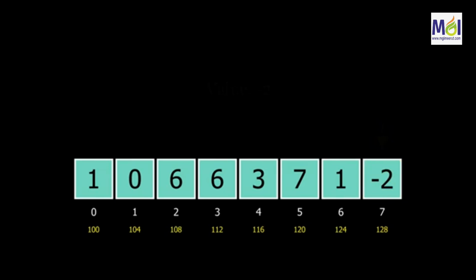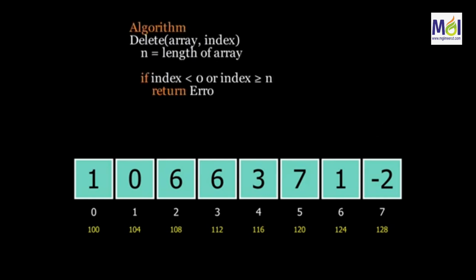Now arrays can either be static or dynamic. Static arrays have a fixed size that cannot be changed once set, while dynamic arrays can change size as needed. For now, let's consider this array to be static, with a size limit of 8. We will explore dynamic arrays in more detail later. Now the next operation is deleting the elements.